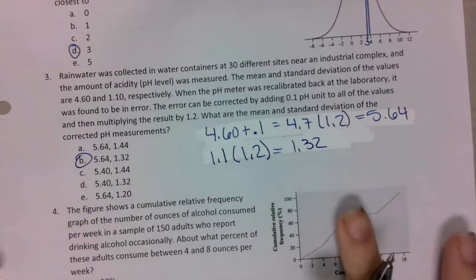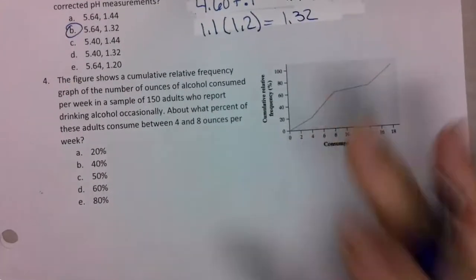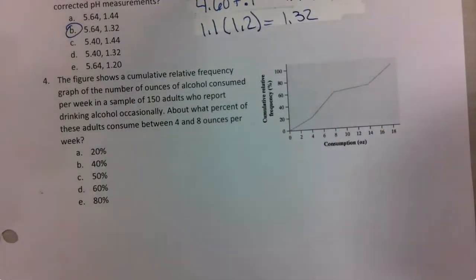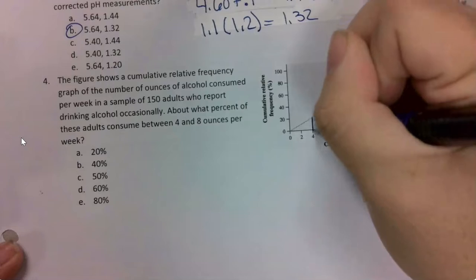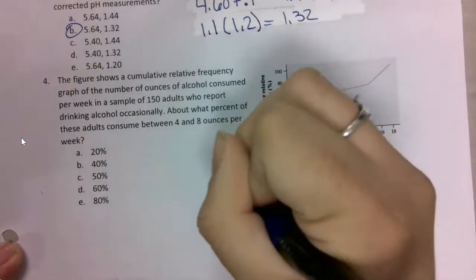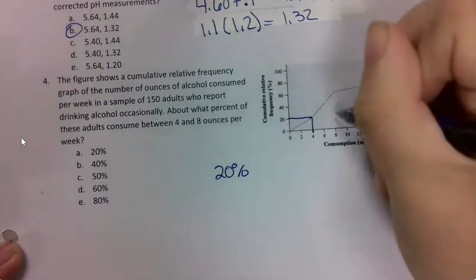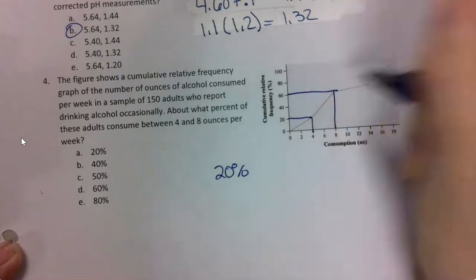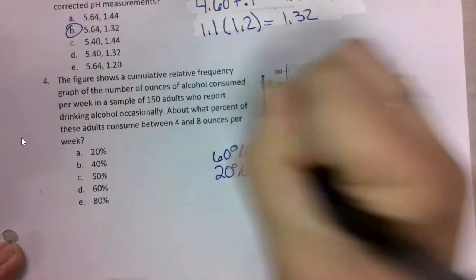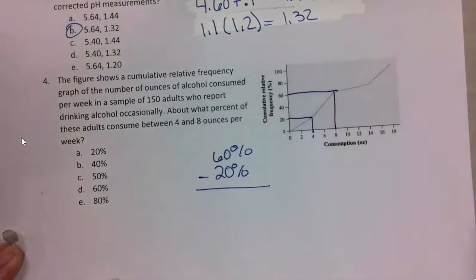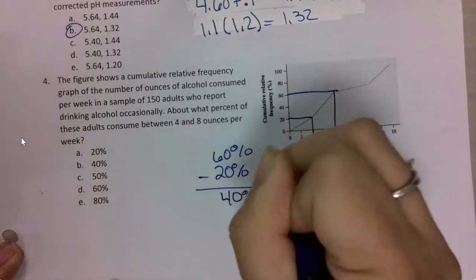Okay. Number 4 is saying that the figure shows a cumulative relative frequency graph of the number of ounces of alcohol consumed per week in a sample of 150 adults who report drinking alcohol occasionally. About what percent of these adults consume between 4 and 8 ounces per week? So if I look at 4, this is about 20%. And if I look at 8, this is about 60%. So then I just want to go ahead and subtract to get 40%.